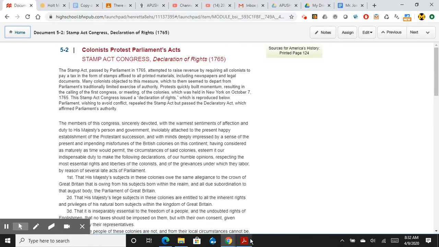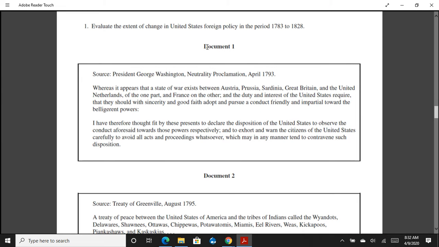So I'm actually going to go over to a document from a document-based question, an example from the AP. This question is: evaluate the extent of change in U.S. foreign policy in the period 1783 to 1828. So this is a tough one, and we haven't reviewed that whole period yet, and that's okay. But 1783 should stand out to you. That would be the end of the War for Independence and the signing of the Treaty of Paris. And so it's the early period of the birth of America.